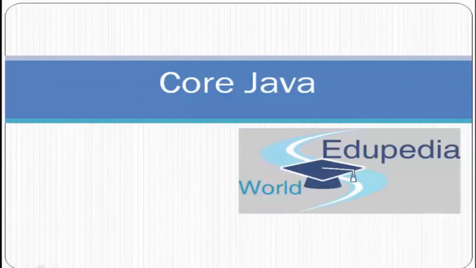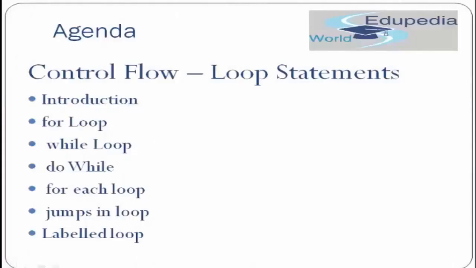In this tutorial, we are going to learn about the loop statements. Loop statements are control flow statements. We are going to study introduction, for loop, while loop, do while loop, for each loop, jumps in loop, and label loop. In this tutorial, we'll try to cover introduction and for loop, and we'll be studying the remaining topics in upcoming videos. So let's begin.